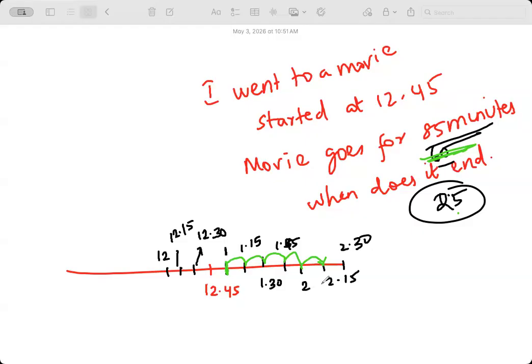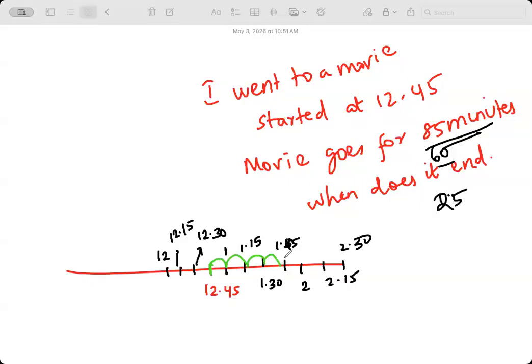15 minutes forward is 12:45. I started from 12:45, right? Let me redo, please. Where is my 12:45? I didn't start from here. That's my problem. 12:45 is here, right? From here I need to start.